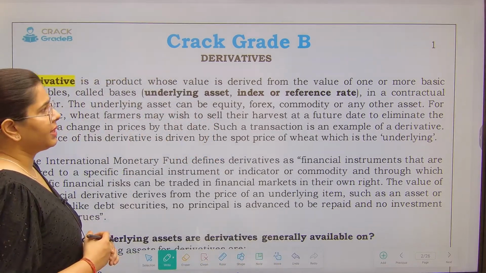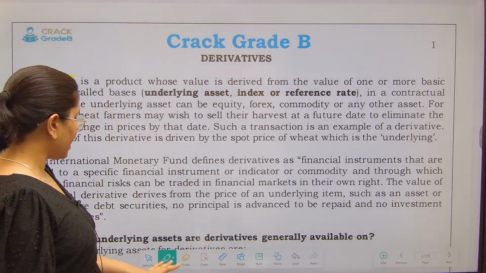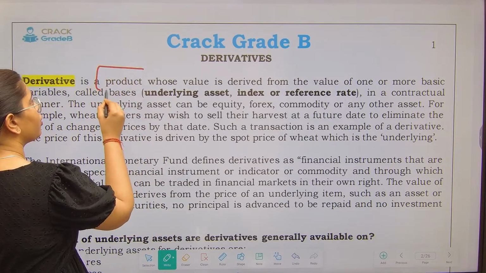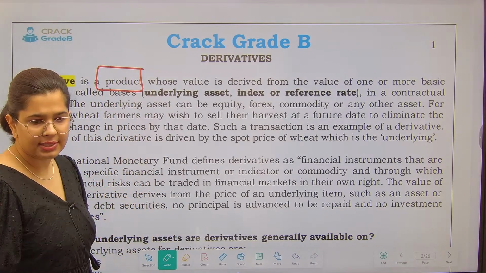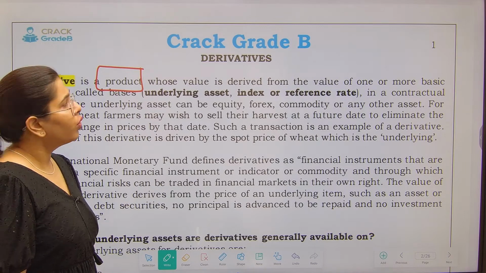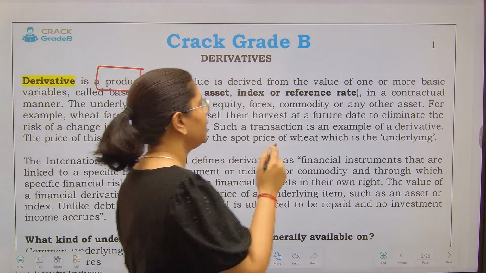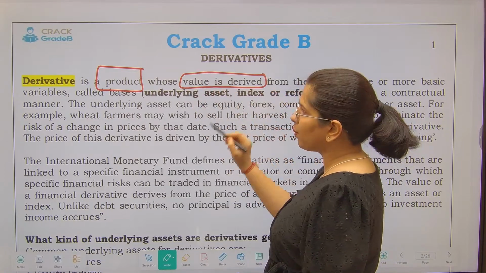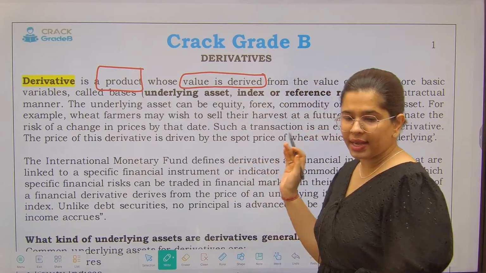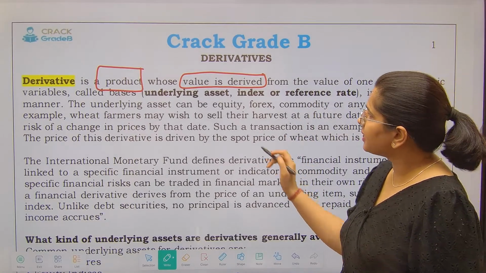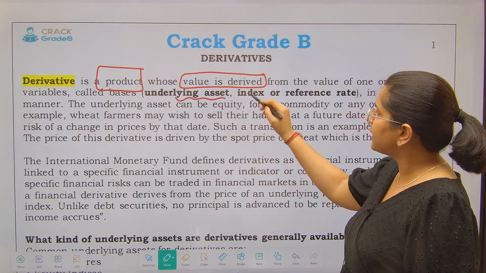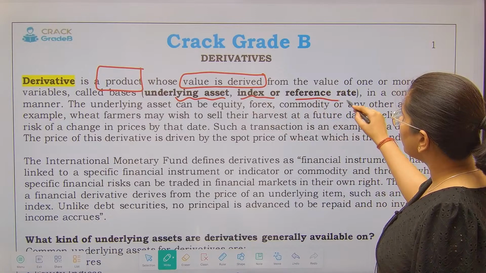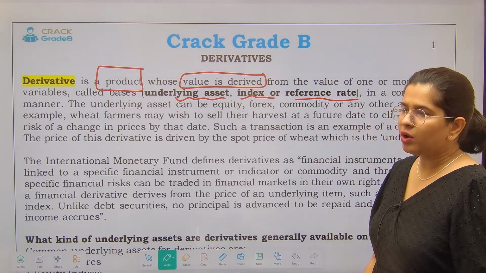So what is a derivative? Derivative is a product. I told you it is a financial contract. You can just understand it is a financial contract whose value is derived from the, इसकी वैल्यू कहाँ से आएगी? The value of this particular product will come from another asset, and that asset we call an underlying asset, index or reference rate. ठीक है, कुछ भी हो सकता है.